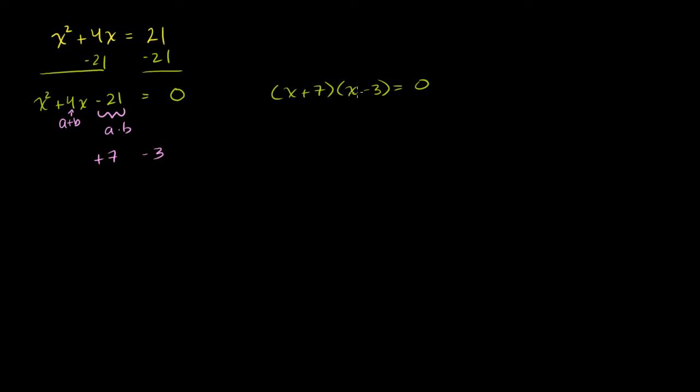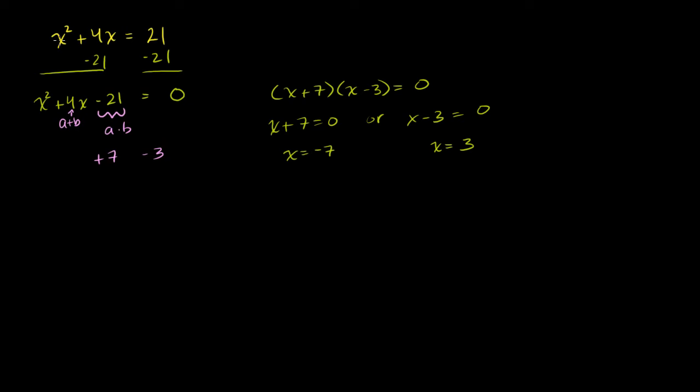And now I can solve this by saying, look, I have two quantities. Their product is equal to 0. That means that one or both of them have to be equal to 0. So that means that x plus 7 is equal to 0, or x minus 3 is equal to 0. I could subtract 7 from both sides of this equation, and I would get x is equal to negative 7. And over here, I can add 3 to both sides of this equation, and I'll get x is equal to 3. So both of these numbers are solutions to this equation.